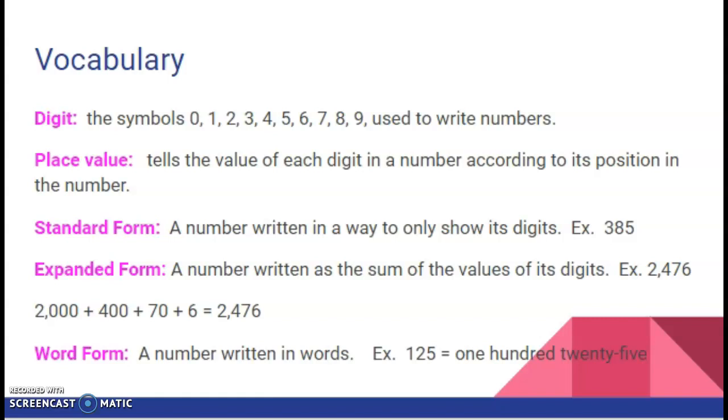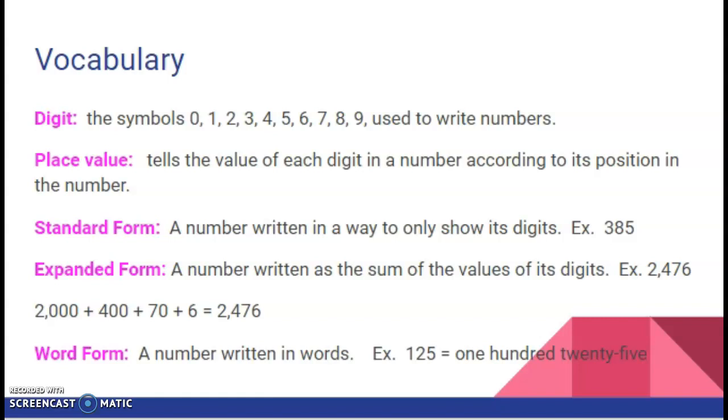The next one is expanded form, and the reason why we're going to be learning this one is because we're going to use it to help us add and subtract in the very near future. So it's going to make addition and subtraction much easier for us because we're not learning how to use the standard algorithm in third grade. You learn that in fourth grade. That's when you apply those, in fourth grade.